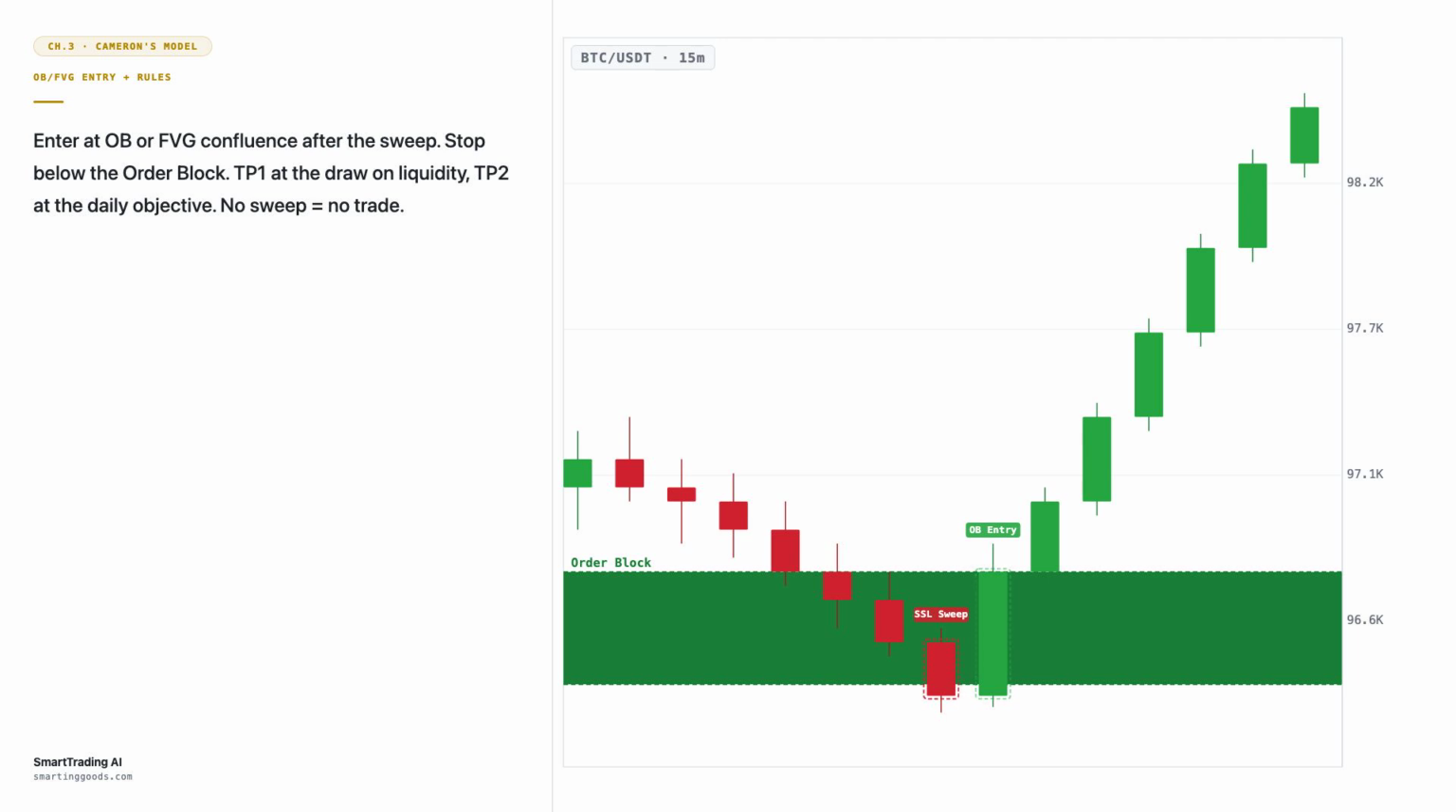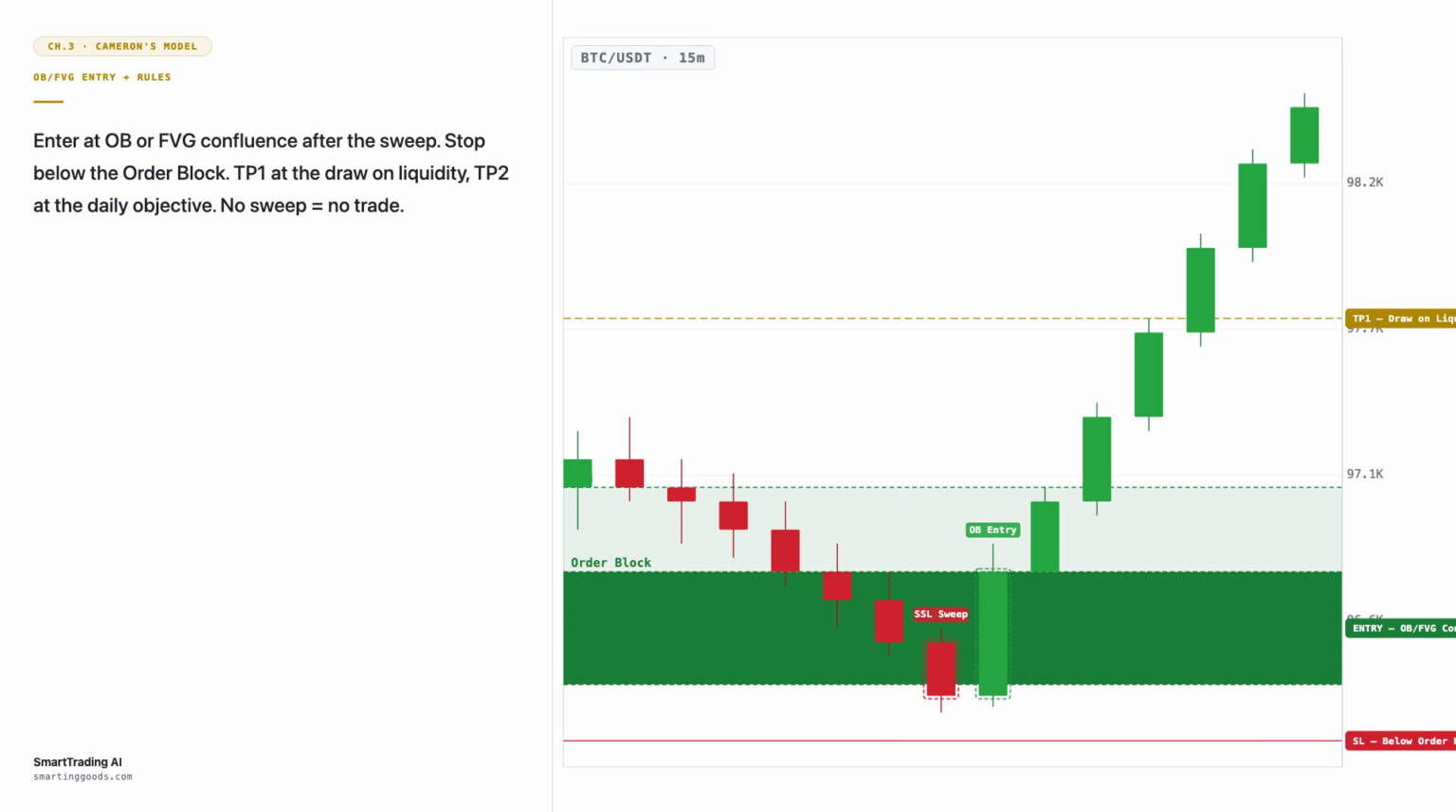Step 4. Entry. Enter at the OB or FVG confluence. Price returning to the institutional footprint. Stop below the order block. First target the draw on liquidity. The first significant buy-side pool above. Second target the daily objective, where the daily bias predicted price would go.